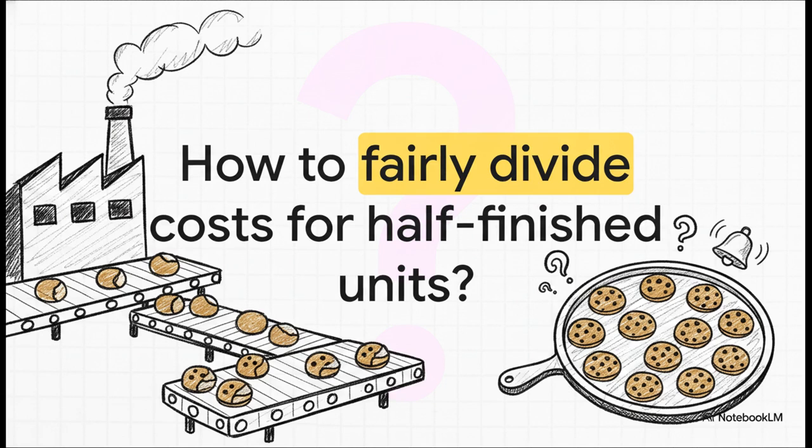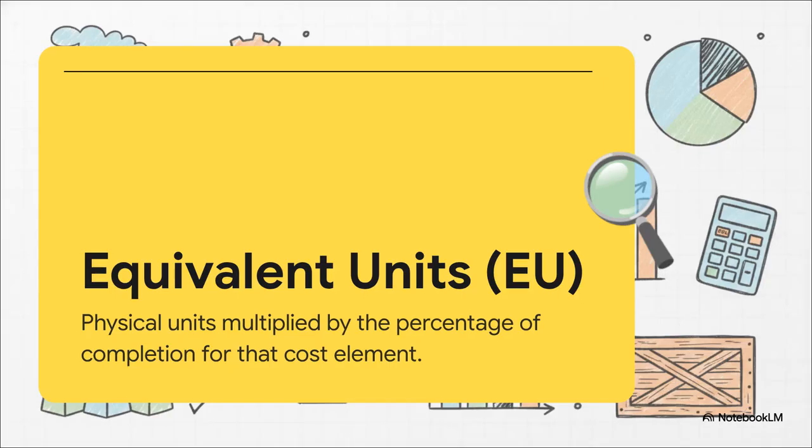Think of it this way, just a relatable metaphor here. Let's say you're baking cookies and the timer rings to end the accounting period. You might have a dozen fully baked cookies and a dozen that are only half-baked. How do you assign a fair, mathematically sound cost to a half-baked cookie? Well, the exact solution to our half-baked cookie problem is a really clever concept called equivalent units, or EUs.